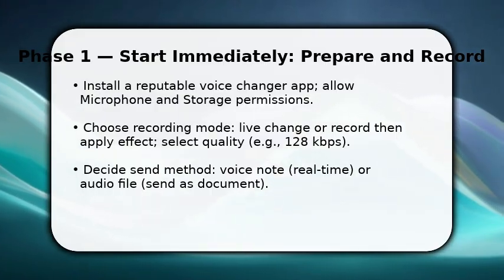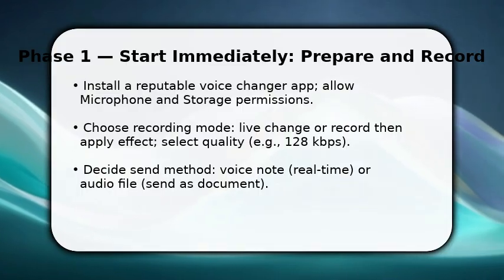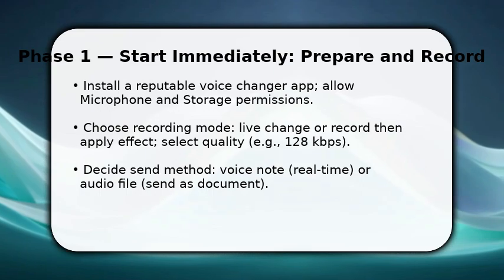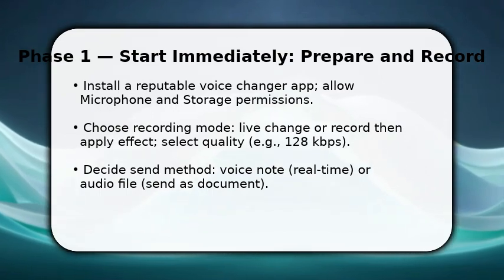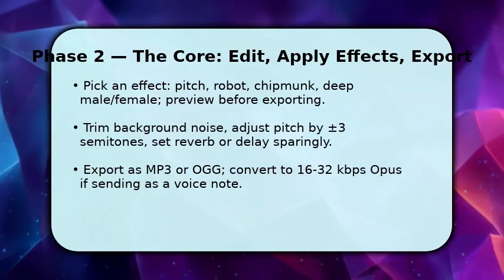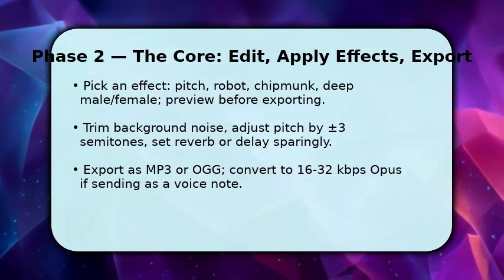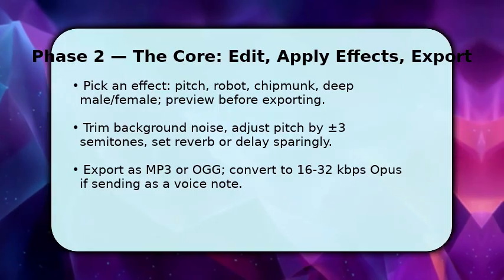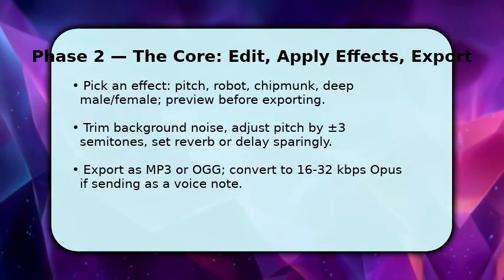Make sure to keep the app and WhatsApp in the foreground if you plan to record live, to avoid background kills. Now you edit. Open your recorded clip and preview several effects until one sounds natural yet altered. Once chosen, trim silence and reduce noise with the app's gate or noise reduction so WhatsApp won't compress it harshly. Adjust pitch by small amounts.